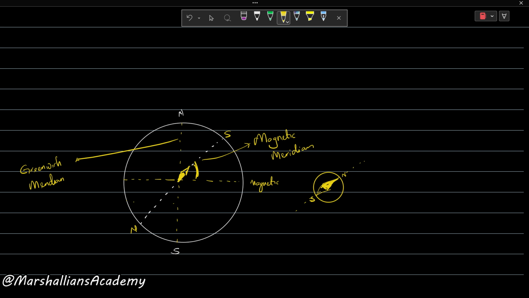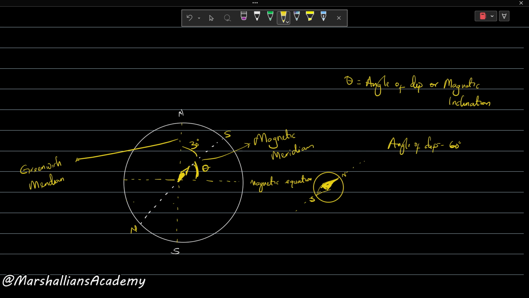So the angle of inclination between the magnetic meridian and the equator or any horizontal line is called the angle of dip. This theta represents the angle of dip, or we can also call it magnetic inclination. Let's say the angle between the Greenwich meridian and the magnetic meridian is 30 degrees. Therefore, the angle of dip is 60 degrees. And how do we know?